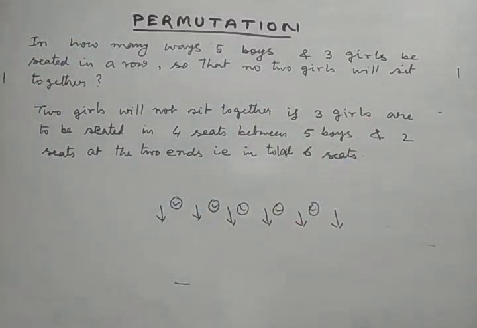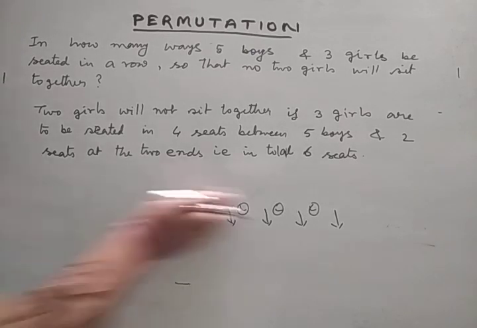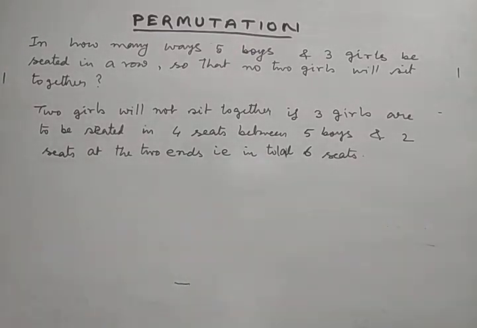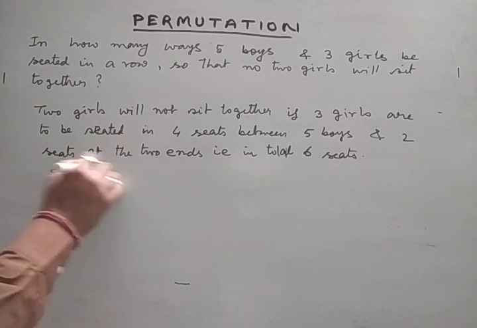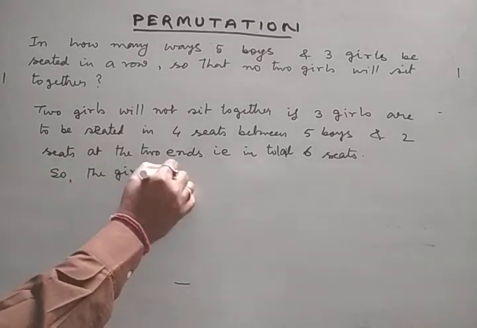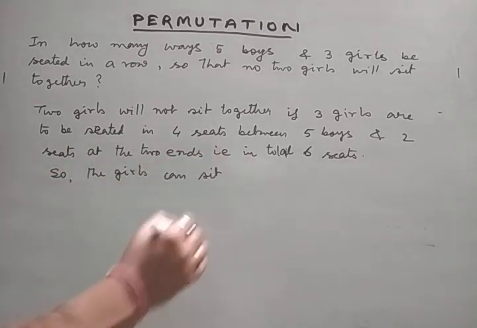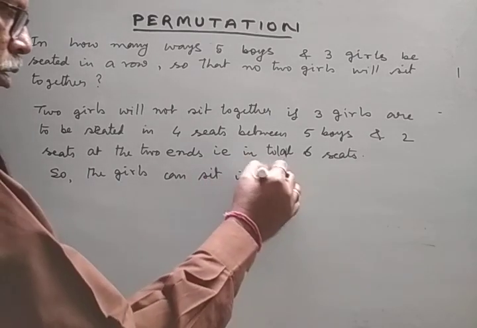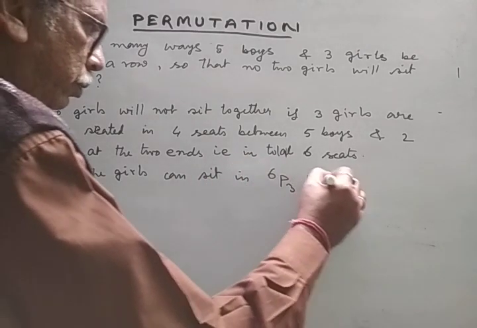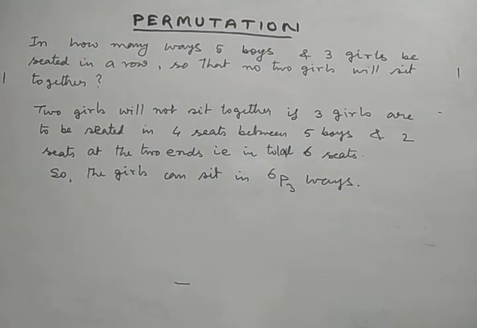Right now, 2 girls will not sit together if 3 girls are to be seated in 4 seats between 5 boys and 2 seats at the 2 ends, that is in total 6 seats. So the girls can sit in 6P3 ways.